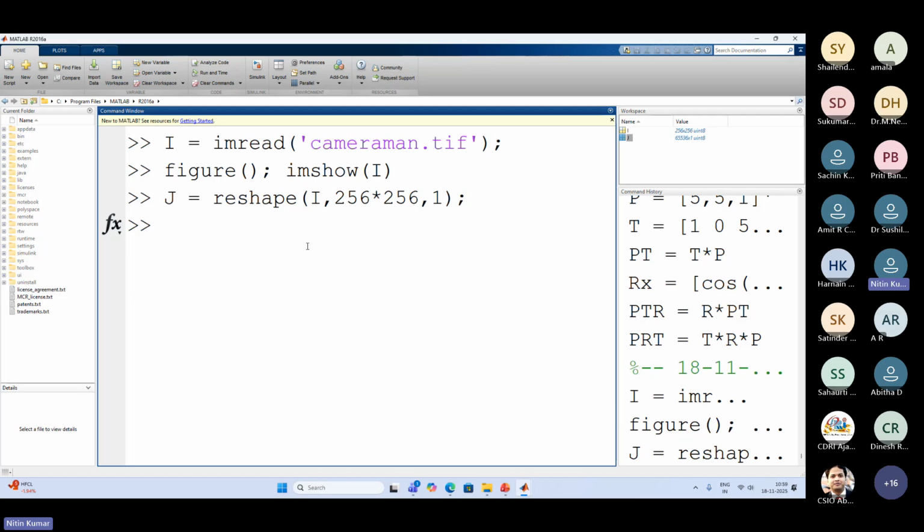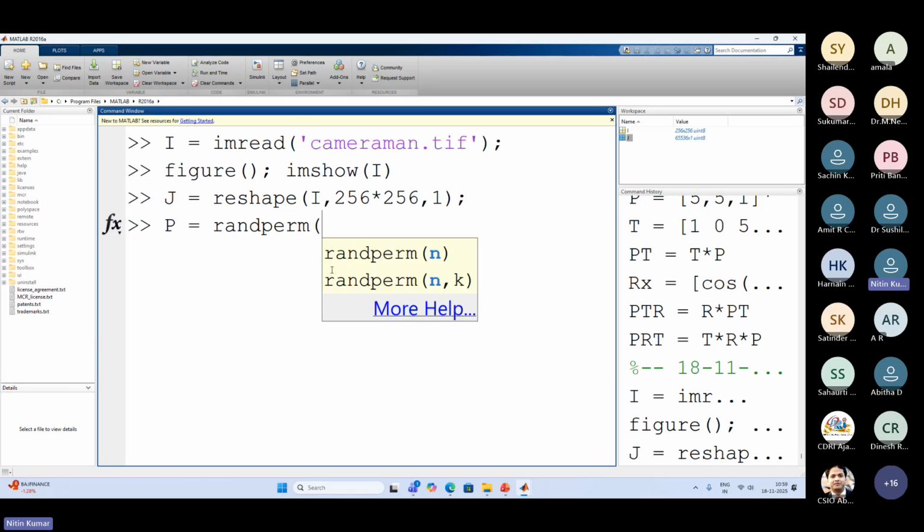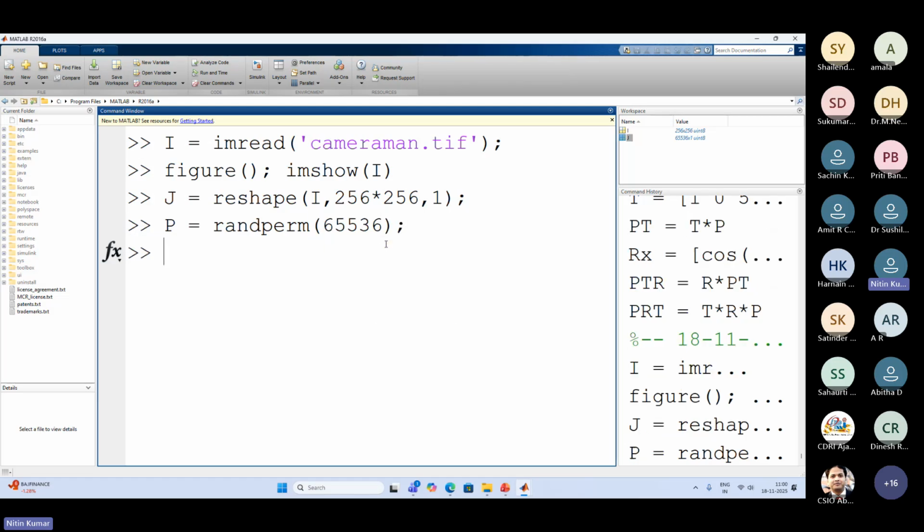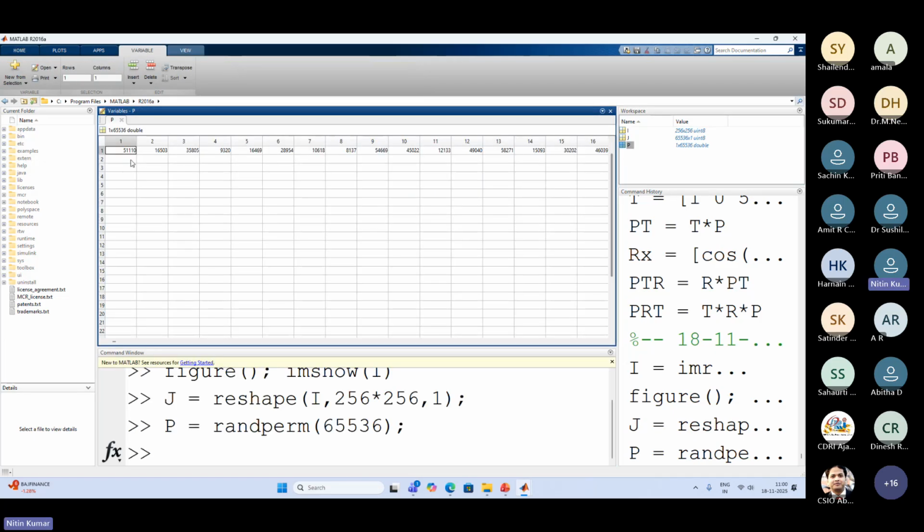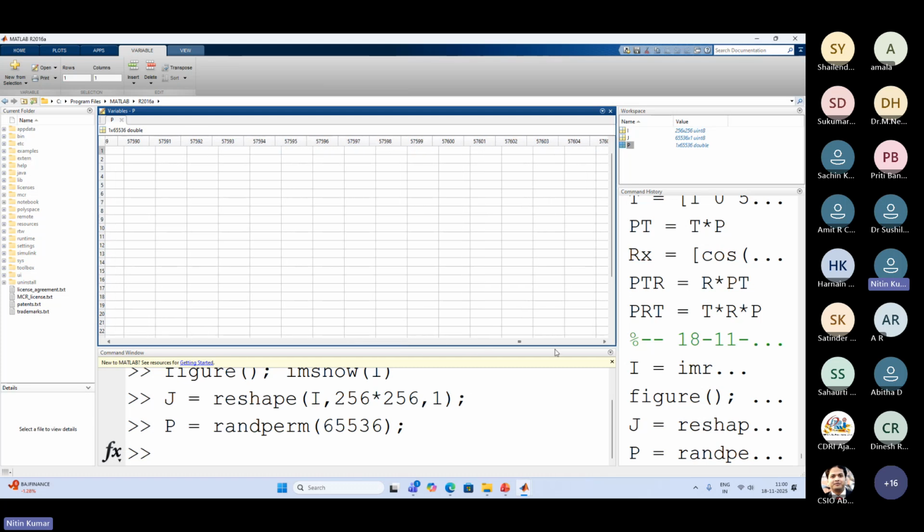Now I can generate a random permutation matrix, P is equal to randperm. This is a function that can be used to permute. I give it the value 65,536. Now you see, when I have done P is equal to randperm, it has given me some kind of random indices from 1 to 65,536. They are randomly permuted here.